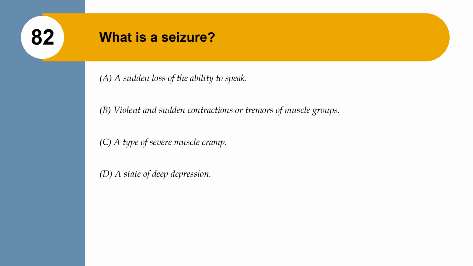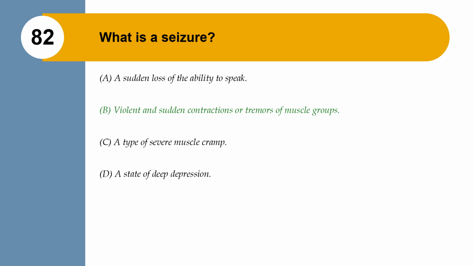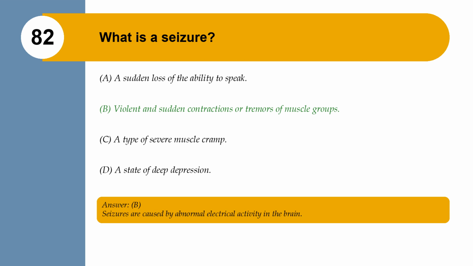Question 82. What is a seizure? Option A, a sudden loss of the ability to speak. Option B, violent and sudden contractions or tremors of muscle groups. Option C, a type of severe muscle cramp. Option D, a state of deep depression. The correct answer is option B, violent and sudden contractions or tremors of muscle groups. Explanation. Seizures are caused by abnormal electrical activity in the brain.